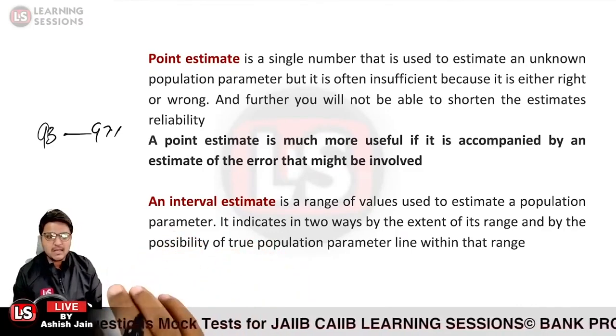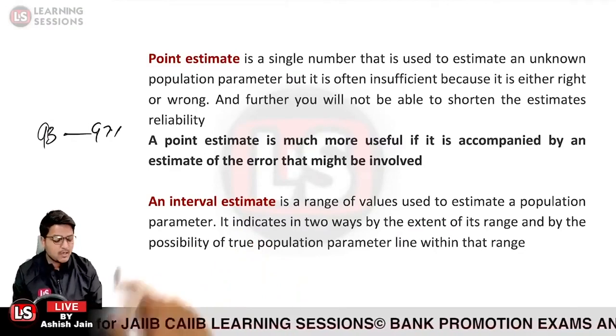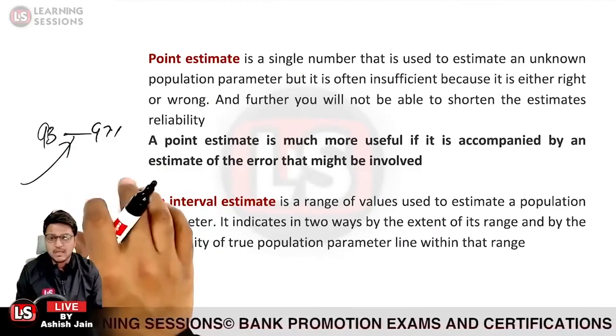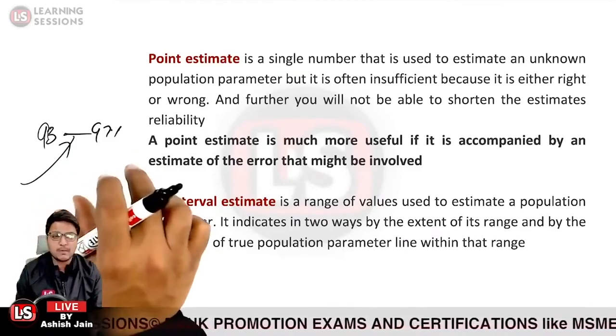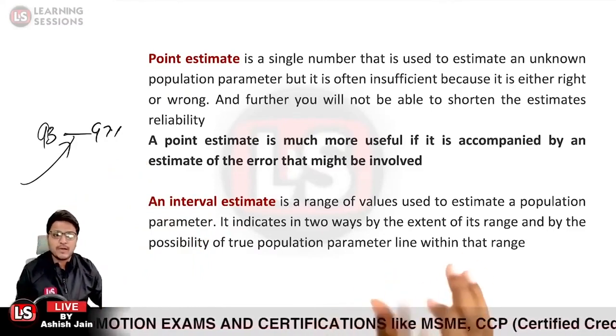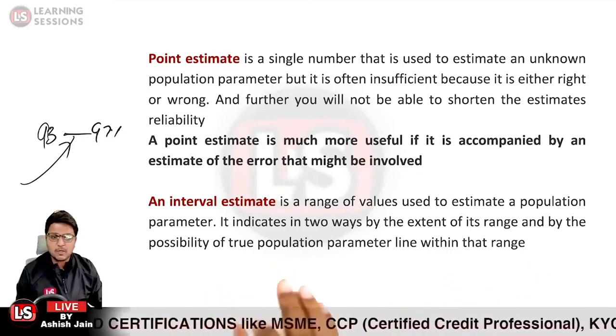parameters, and it is indicating in two ways that our range would be that much, and this particular ratio can basically fall. The population parameter can basically fall under this particular window over here. Okay, so an interval estimate is a range of values used to estimate a population parameter.